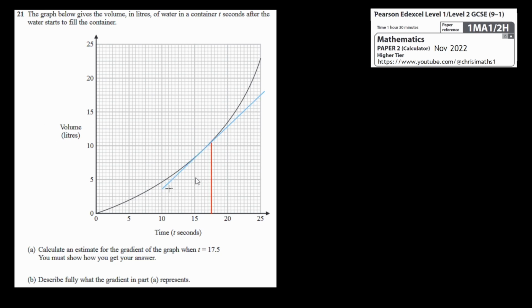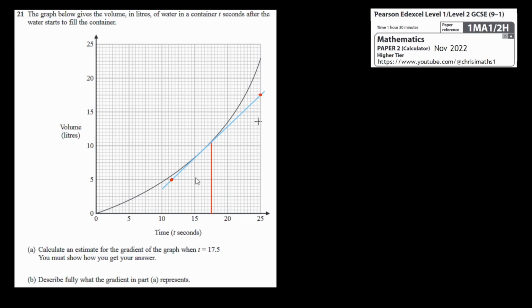So that's my best effort to pop a tangent to the curve at that point, and we've got to do our best to read off from the scale the gradient of this line. So what you've got to do is pick two nice points. Well, that's quite a good point to choose, and well, you'd have to probably go here.